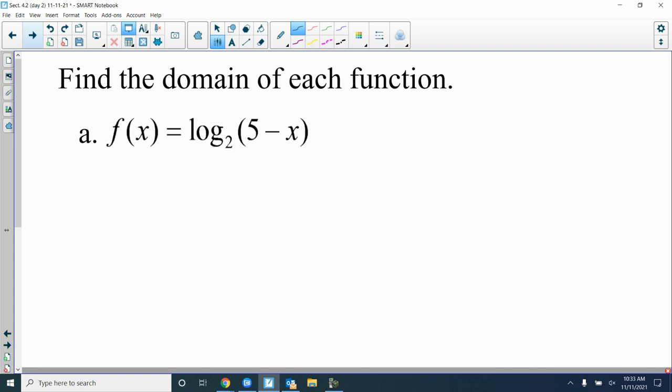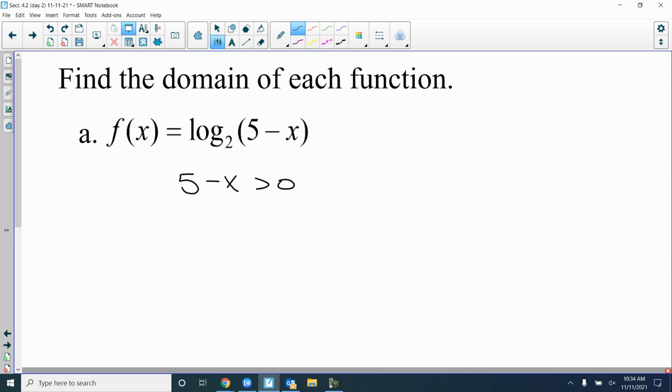Domain. All right, domain can't take the log of what? We just had it on the front of that last page. Can't take the log of 0, so that has to be greater than 0. Has to be positive. So 5 minus x has to be greater than 0.